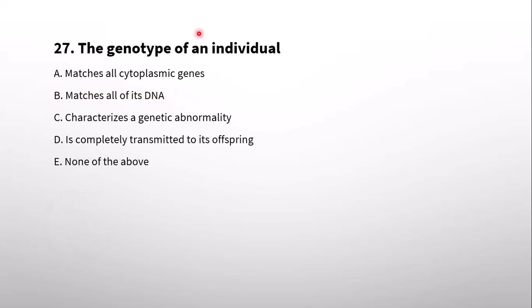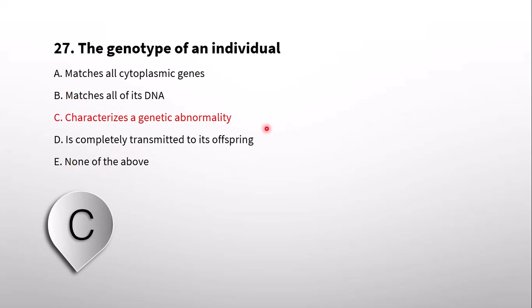27. The genotype of an individual matches all cytoplasmic genes. Interesting option, but no. Matches all of its DNA. No, I know that's the genome. That could be a trick someone will fall into. The genotype does not match all of the DNA. That's the genome. The genome is all of an organism's or a cell's DNA, not the genotype. C characterizes a genetic abnormality. Yes, I think C. D says it's completely transmitted to its offspring. No.